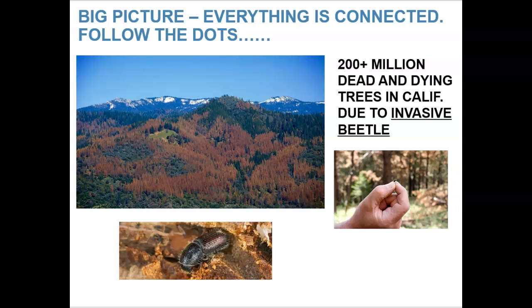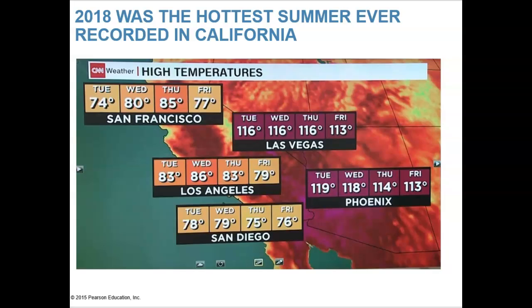The beetles bore into the bark. You can see them chewing their way through, and they eventually kill the tree. It doesn't take them all that long to kill a pine tree. So all those brown trees that you see in this picture are all dead trees. So there are a lot of dead and dying trees in the forest. We follow up with a crazy 2018, where it was the hottest summer ever recorded in California. You can see these temperatures. These are very, very unusually high temperatures for California in the summertime. It doesn't usually get that hot.